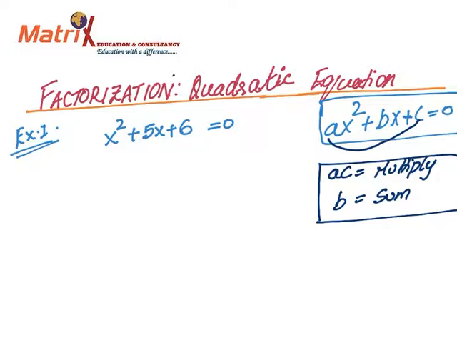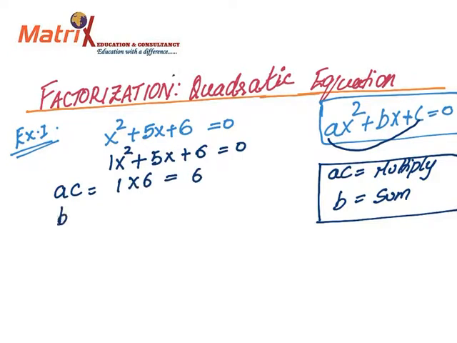Look into the example, x squared plus 5x plus 6 is equal to 0. When I have nothing before the x square, it means I can write it as 1x square, right? Now it says 1x squared plus 5x plus 6 equal to 0. And what did I say? AC is equal to multiply. So multiplying A and C means I am multiplying 1 times 6, that gives me 6. And I have written on the side note B is equal to sum. So here B has to be 5.